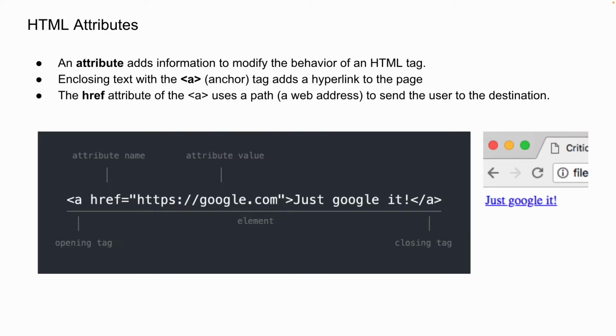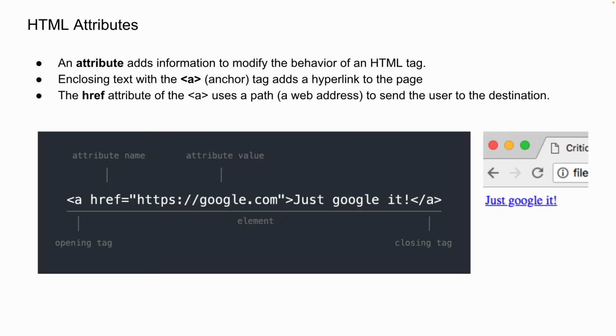All right, so an attribute adds information to modify the behavior of a tag. So if you enclose text with an A or anchor tag, it adds a hyperlink. But it won't go anywhere until you add the href attribute. So here we have href as the attribute name, and the URL to Google's homepage is the value. And you put that in between two quotes.